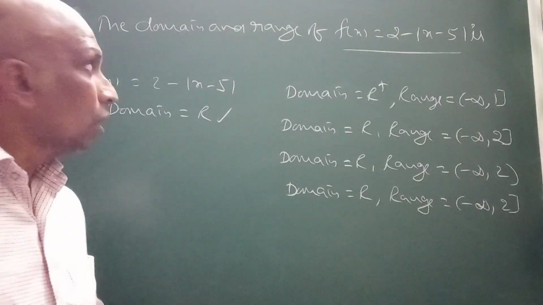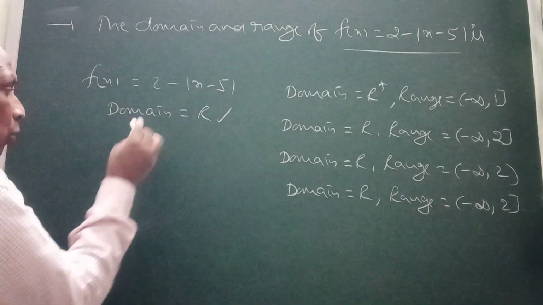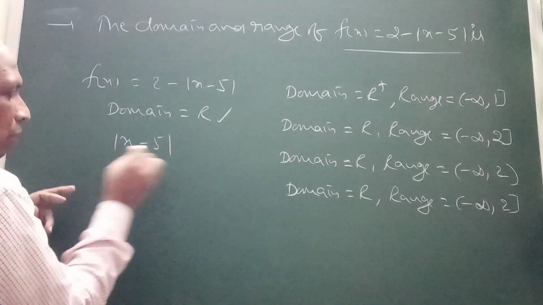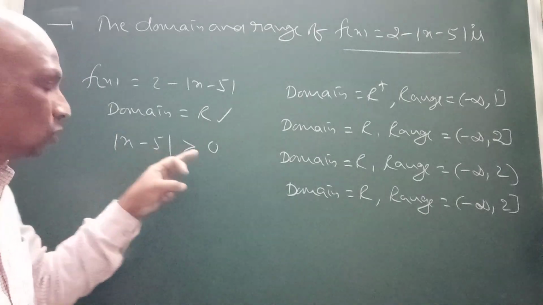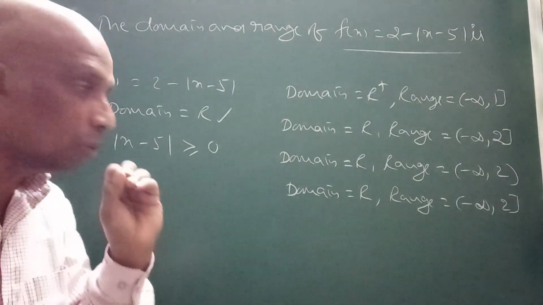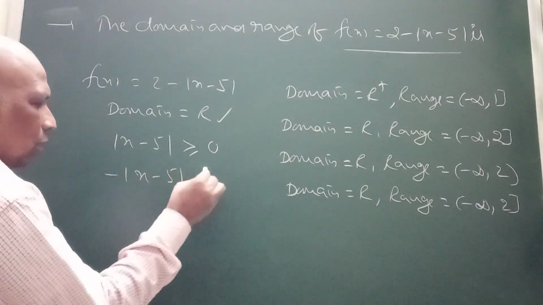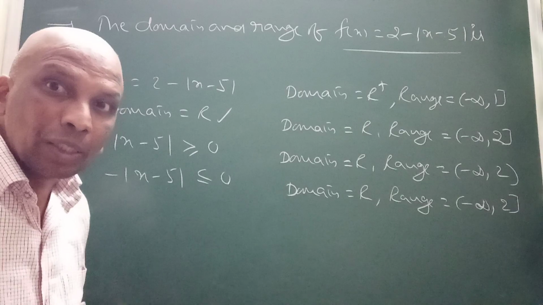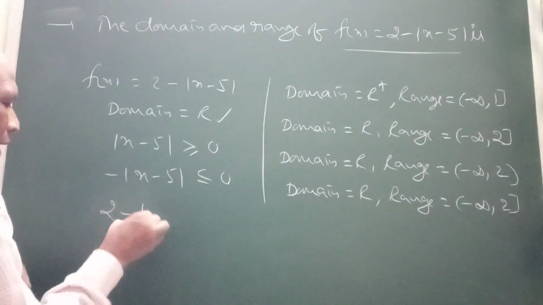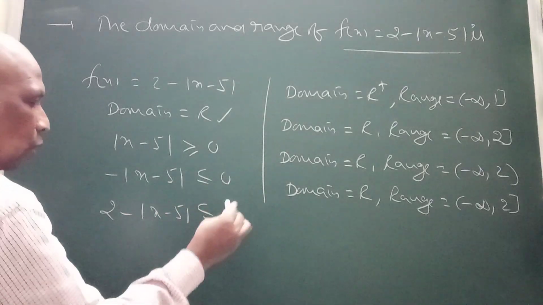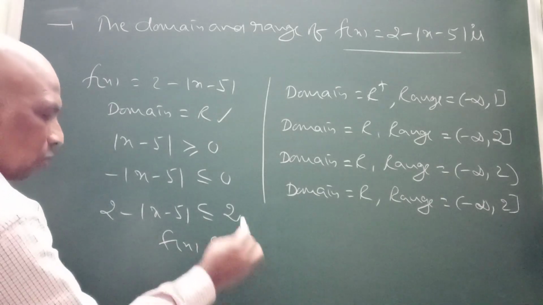When they are talking about the range, how to find the range of this? Clearly we know the domain is R. Now you can see here, we know that the modulus of any number is always greater than or equal to 0, right? Mod value gives positive, but when x equals 5, this will be 0. Mod x minus 5 is greater than or equal to 0. If we multiply with a negative, minus mod x minus 5 will become less than or equal to 0. But I want the function along with 2. Add 2 here. If I add 2 here, 2 minus mod x minus 5 is less than or equal to 0 plus 2, which is 2. This is the given function f of x less than or equal to 2.